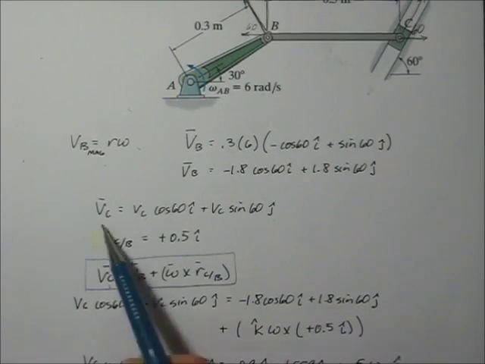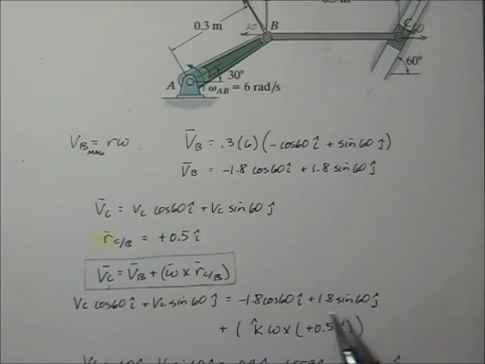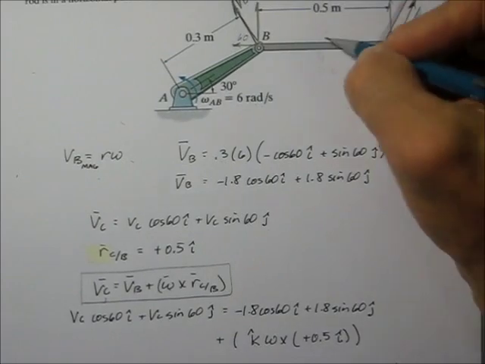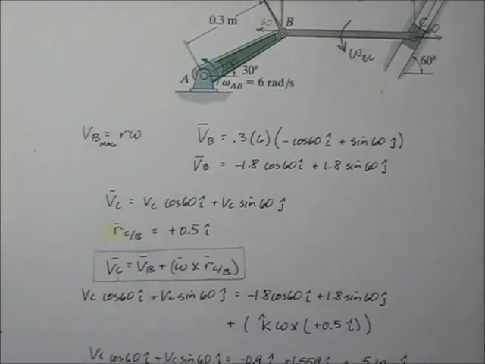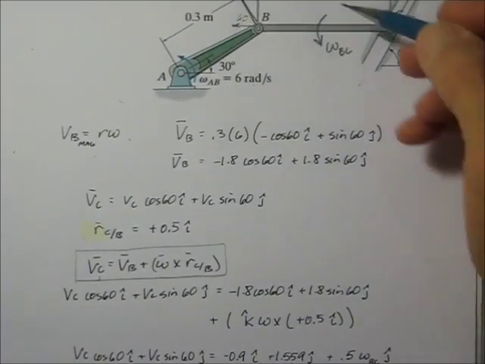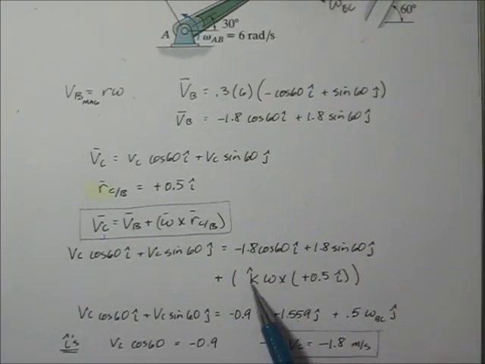So I've got my terms for VC, put those down there. Got my terms for VB, put those in my equation there. Now let's do our cross product. I'm going to put our terms in for the cross product. So omega, I didn't draw omega yet. So let's assume omega is going in that direction. We'll say an omega BC. Okay, so I drew it going in the positive direction, in a counterclockwise direction. So I'll say that k omega cross the position vector of 0.5i. So k omega cross 0.5i.